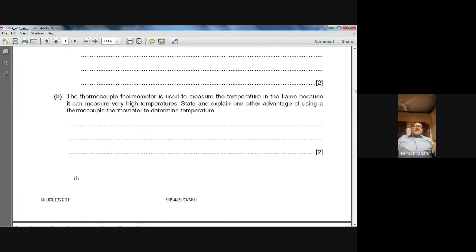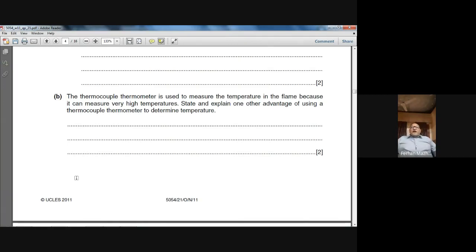Another advantage of the thermocouple thermometer is that it's very robust. Robust means you can take it anywhere. Another advantage is that it can take remote readings. Remember this word, it can take remote readings. Remote reading, what does remote reading mean?